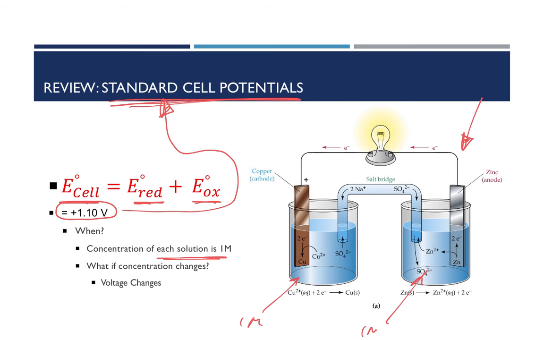Okay, well, what if they're not 1 molar? What if one is higher, one is lower? Well, when we change those molarities, or change the concentration of the solutions in our cell, the voltage is going to change. It's not going to be the standard cell potential anymore. It's going to be a different cell potential.